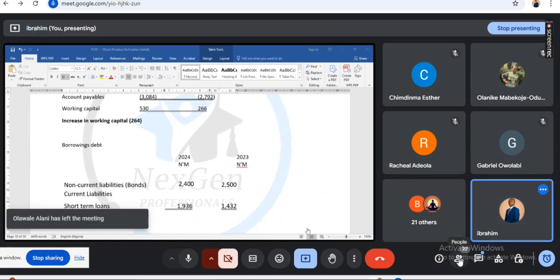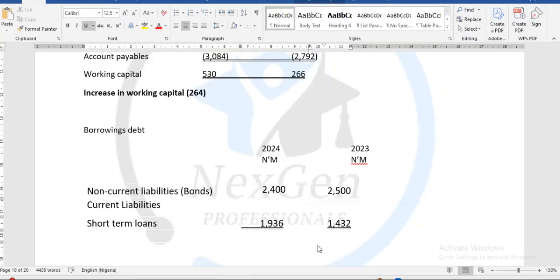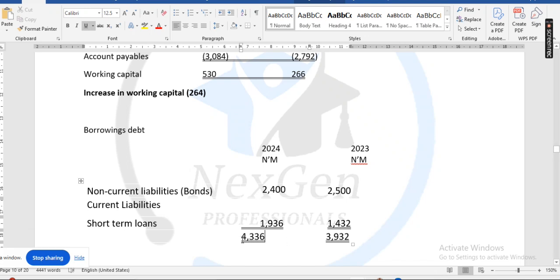Are we still together? Yes, sir. Okay, 2023. Add the figure. The 2023 is 3932. Good, 3932. Please, where is Pemisire? Are you still in this class? The other, the 4336 for 2024. Okay, 4336. Please mute your mic immediately. You give me figure, please. Thank you.